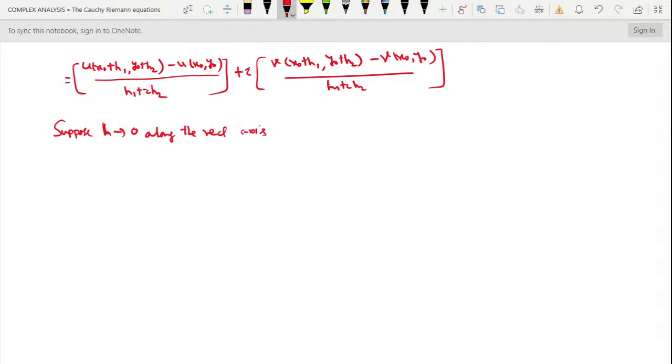So if s goes to 0 along the real axis, our h will be only h1, because on the real axis h is h1 plus i h2. In the real axis the imaginary part is 0, that means h2 is 0. So h will be only h1. If I approach along the real axis, h will be h1.